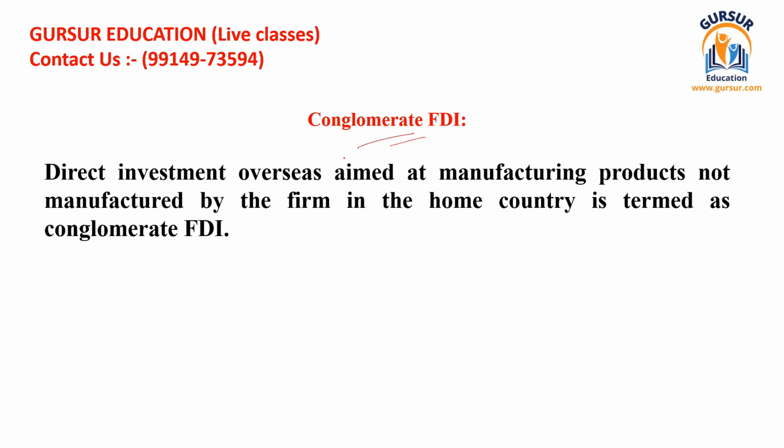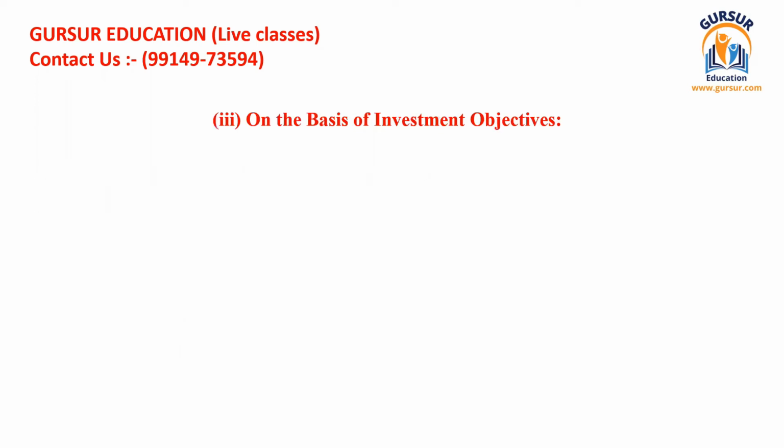The next is conglomerate FDI. This is when you make the direct investment overseas aimed at manufacturing products not manufactured by the firm in the home country. So here you are making the shoes in your home country, but you are making the FDI in some other country to make clothes as well. That kind of FDI shall be known as conglomerate FDI. This is completely different from whatever business you are doing right now in your home country.